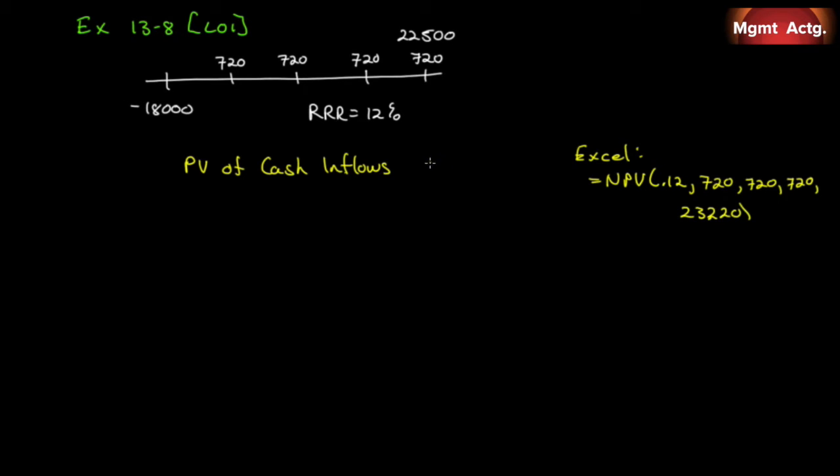And once we hit enter, we'll find that we get 16,486. Our initial investment is $18,000. So our net present value, as we see, is negative 1,514. Because we have a negative net present value, we did not achieve 12%. Our answer is no. Now, we could have solved this on the calculator as well.